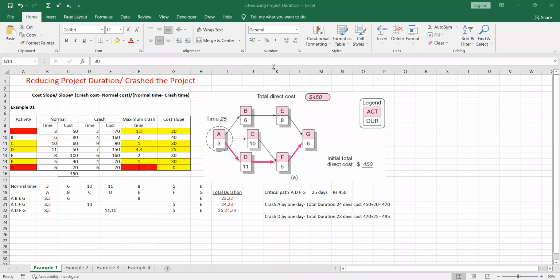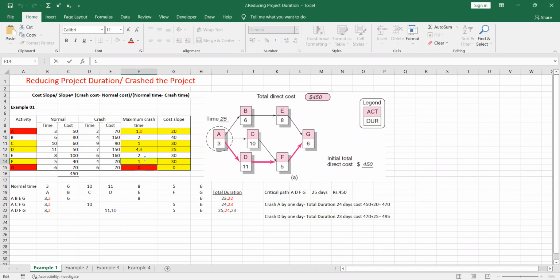So Manisha, are you clear? Right. So likewise, if you are not clear about what I am explaining, please ask, because this question is connected to each other, right? If you are not getting 1 point, you are going to miss this out, right? So now I am going to crash the activity F by 1 day.